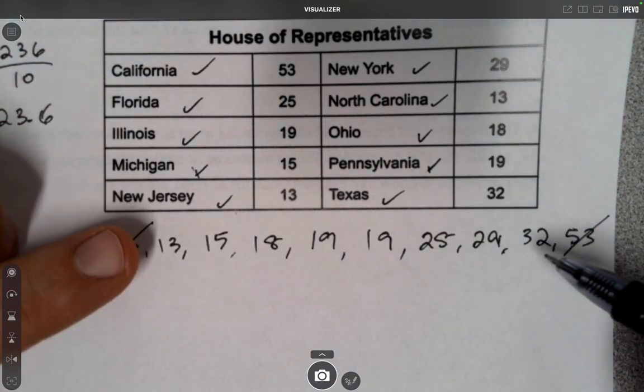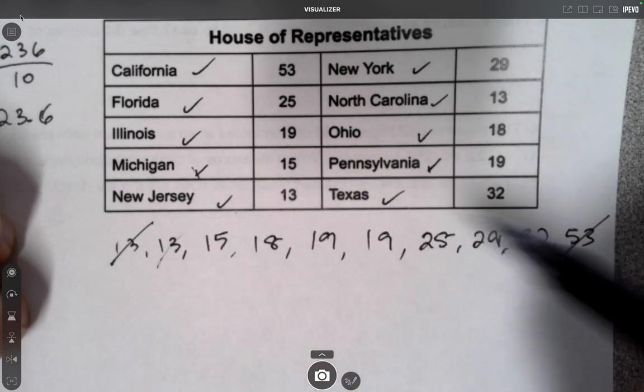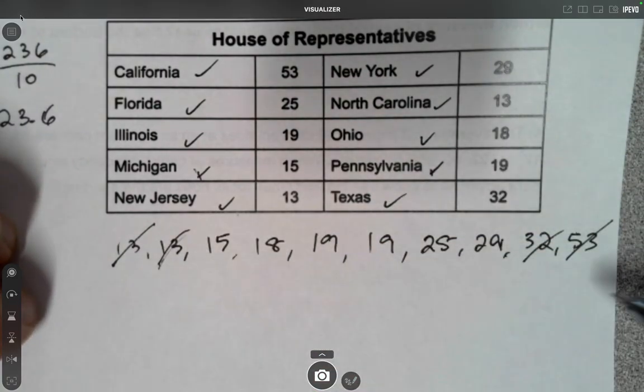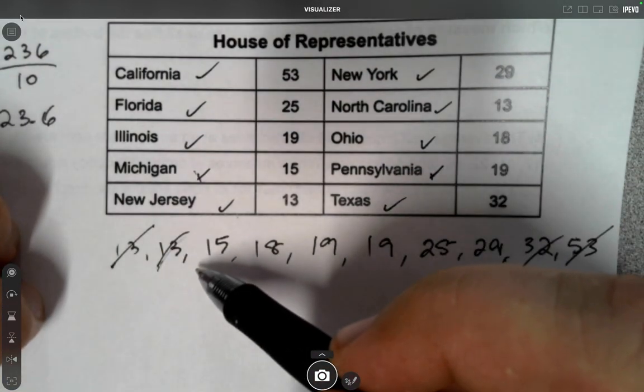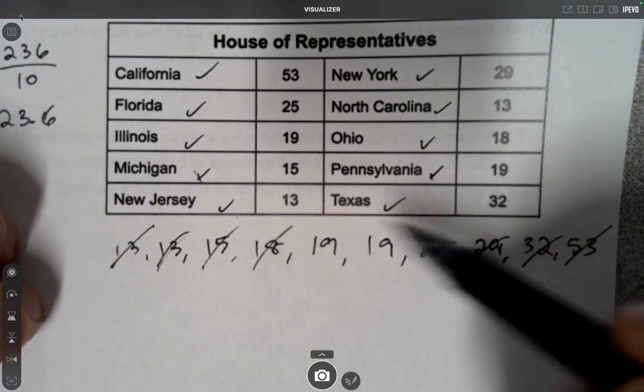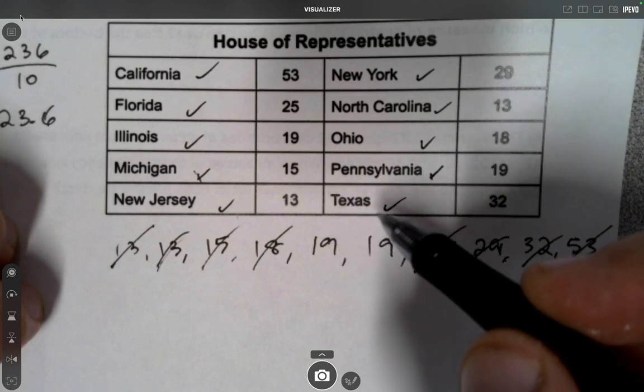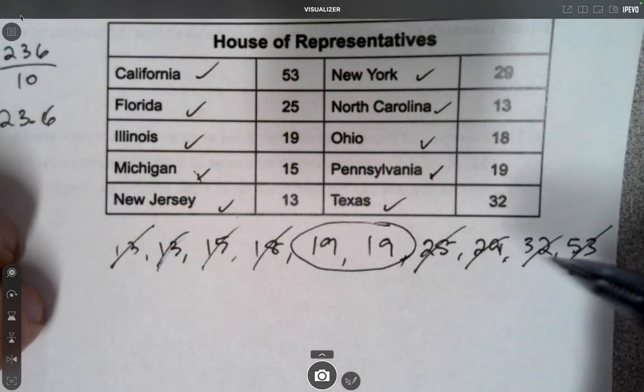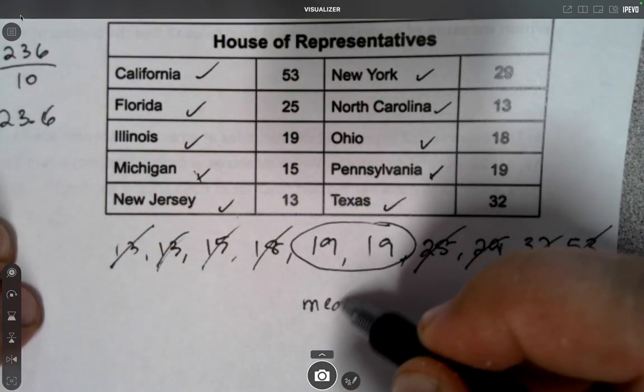So now I've narrowed it down to 8. Cross off the smallest and the biggest again. Now we're down to 6. Cross off the smallest and the biggest. We're down to 4. Cross off the smallest and the biggest. Okay, so we end up with 2 in the middle, but they're the same. So our median is 19.